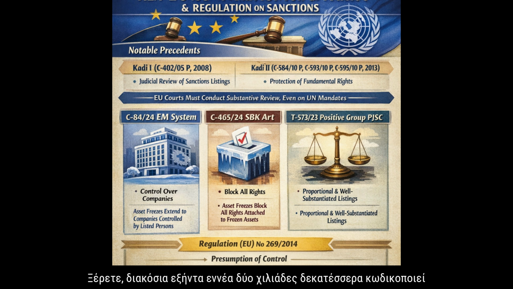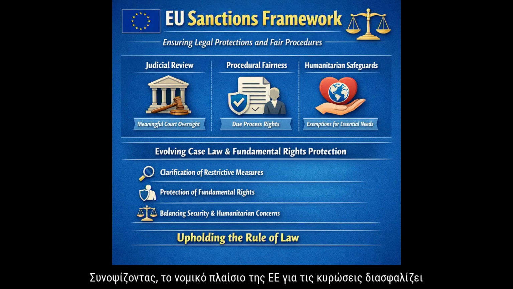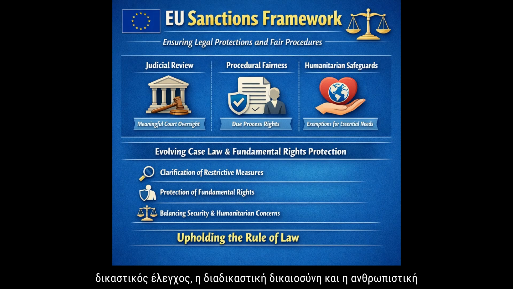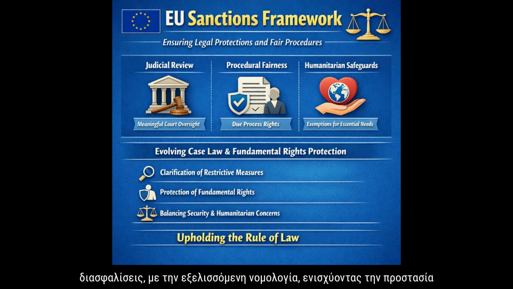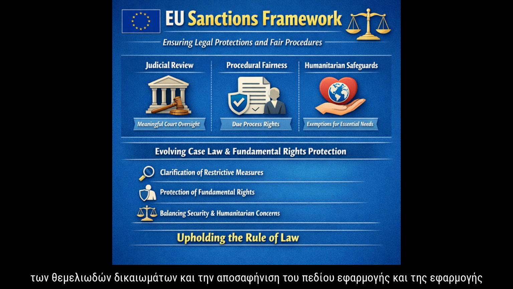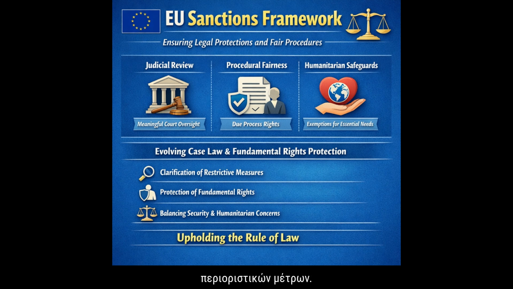And Regulation EU No. 269/2014 codifies a presumption of continued control for listed business persons, placing the burden of proof on the individual to rebut this presumption. To sum up, the EU's legal framework for sanctions ensures meaningful judicial review, procedural fairness, and humanitarian safeguards, with evolving case law reinforcing the protection of fundamental rights and clarifying the scope and application of restrictive measures.